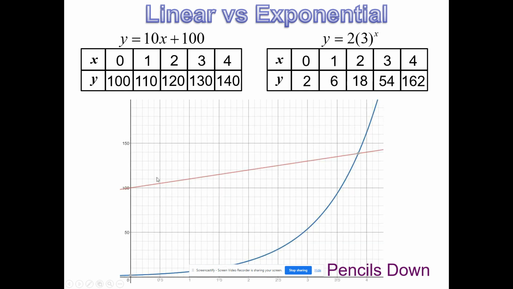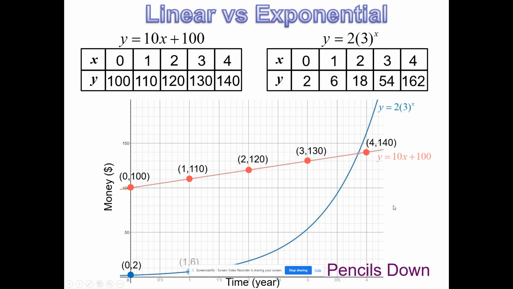Okay? So if you look here, this is the linear. This is the exponential. And right around here, which is 3.5, this is 4, just before 4, this exponential function will be higher than the linear function. Okay, so if we kind of show the points, here they are.